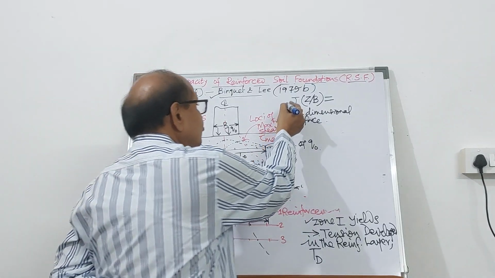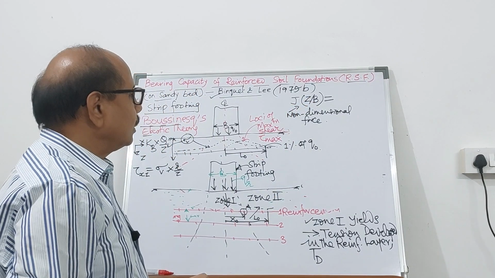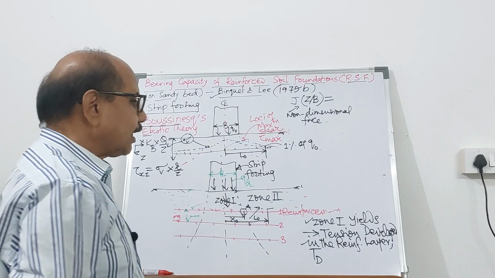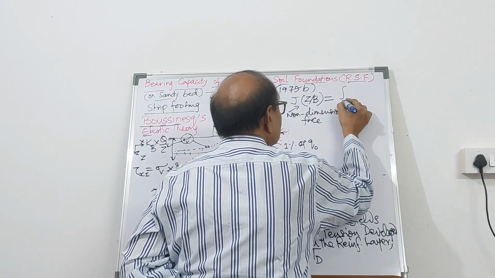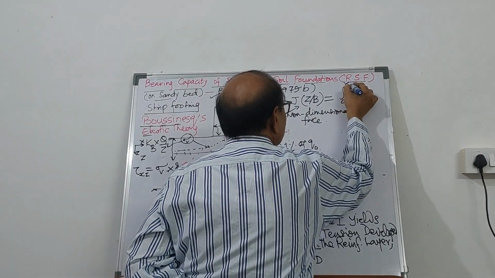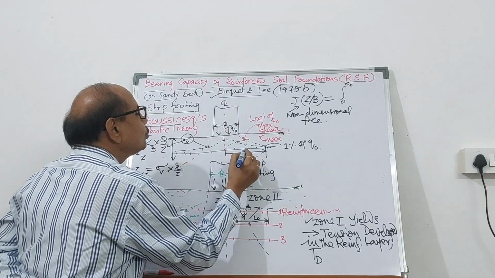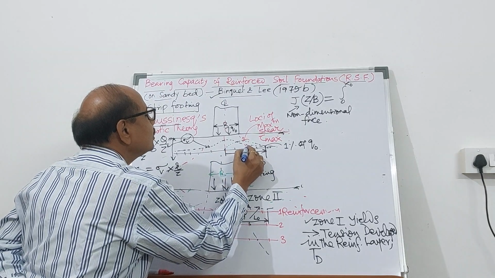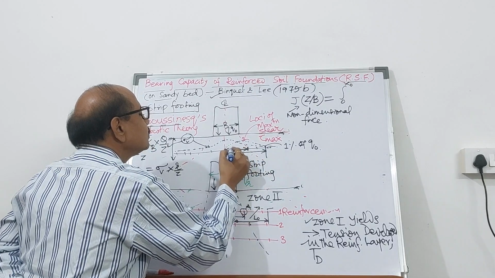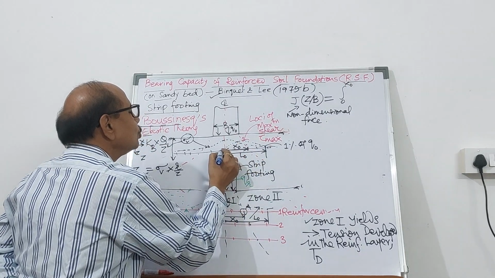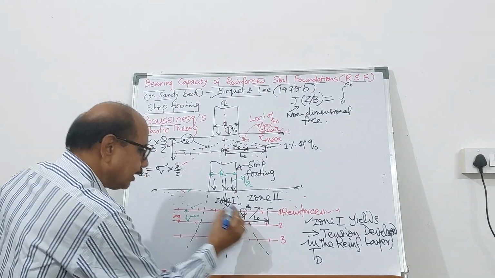So J, which is a function of Z by B, can be calculated as an integral from 0 to x naught. This point is x naught. So this is 0. 0 to x naught.